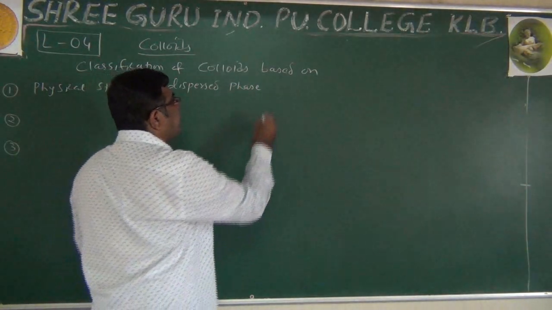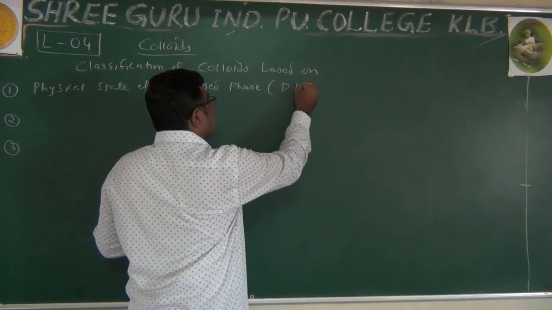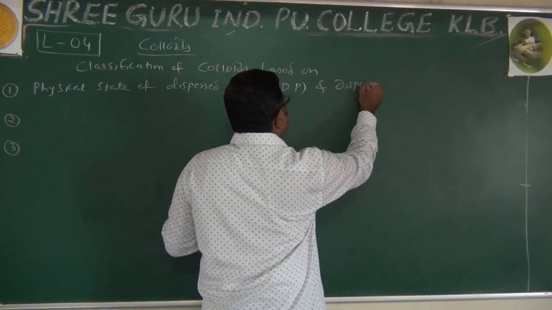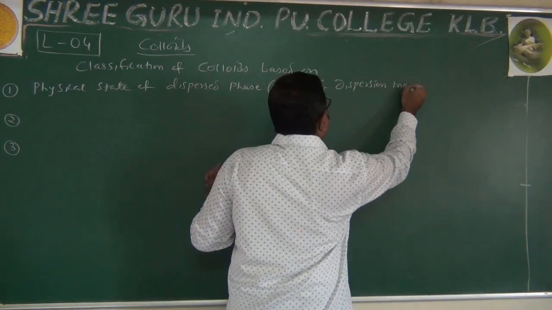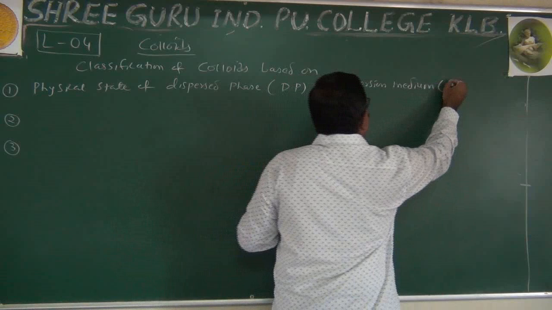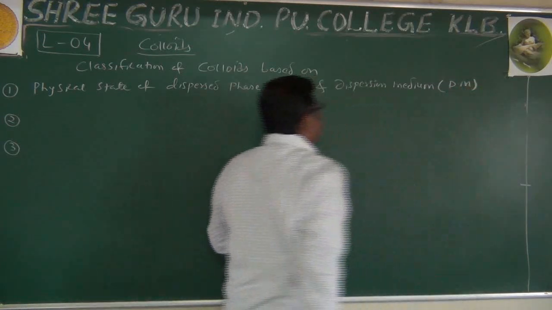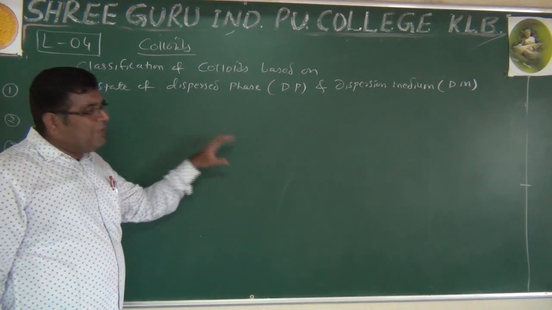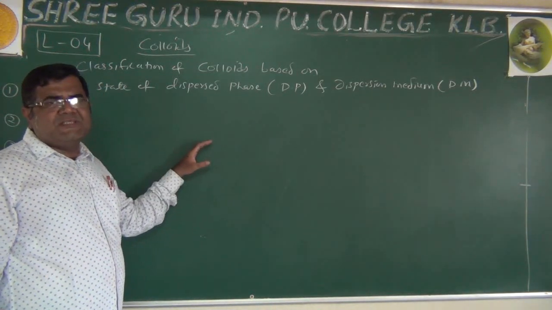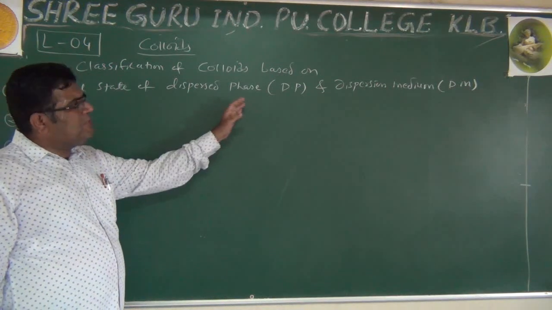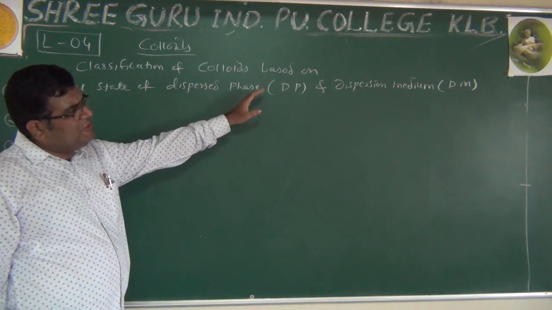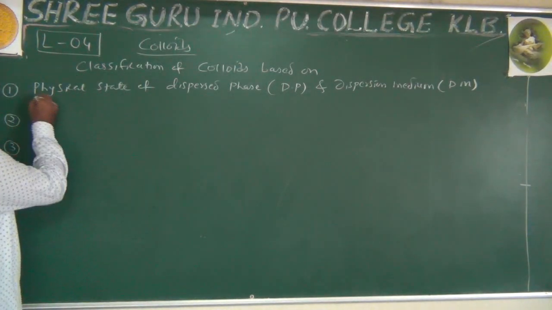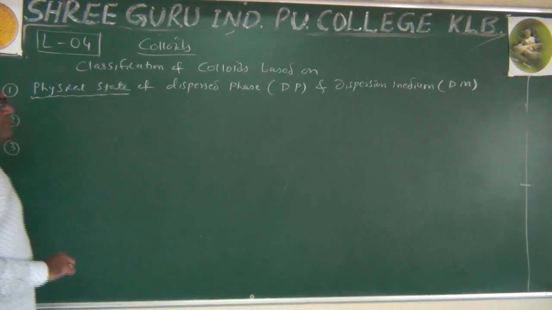We call it dP, and dispersion medium, we call it dm. Remember, these dP and dm abbreviations we are making are not standard abbreviations. But instead of dispersed phase, I will say dP, and instead of dispersion medium I will say dm. You have to remember that. So it is based on the physical state.